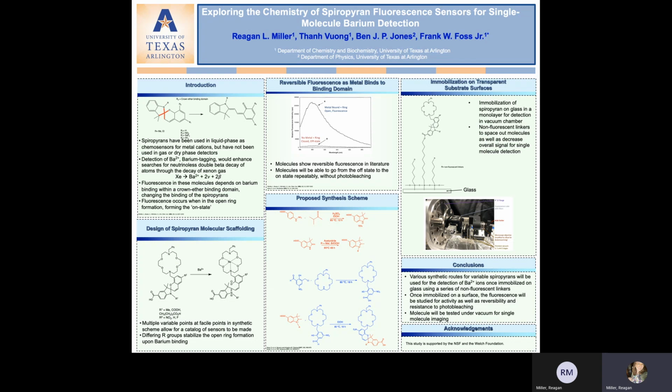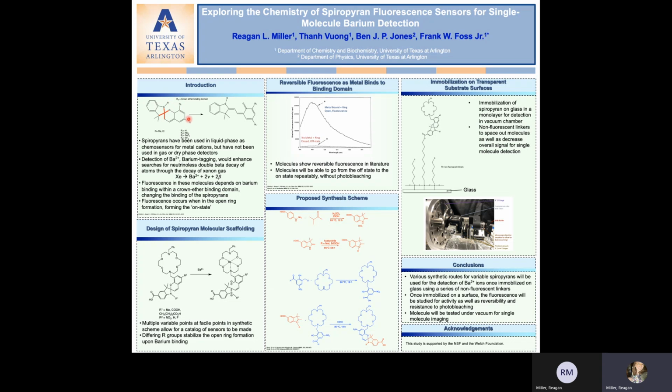And I am here today to talk to you about my project on spiropyran fluorescent sensors for single molecule barium detection. So the first thing that comes up when thinking about this project is what exactly a spiropyran is. And so in this first section here, we are able to see that the characteristic of a spiropyran is this pentagon sharing a single carbon with this hexagon, as it is highlighted here in red.